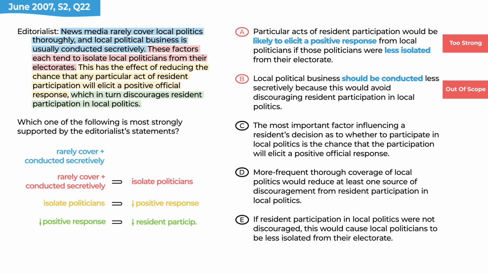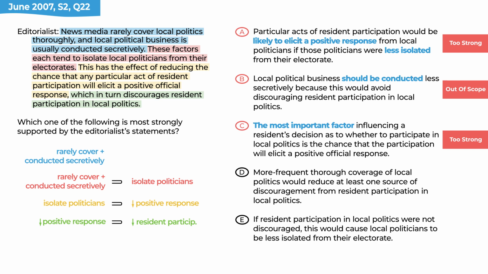Answer choice C says that the most important factor influencing a resident's decision as to whether to participate in local politics is the chance that the participation will elicit a positive official response. And while we know that might be a factor, answer choice C, in going so far as saying that it's the most important factor, goes again way too far. It's too strong, and let's get rid of it.